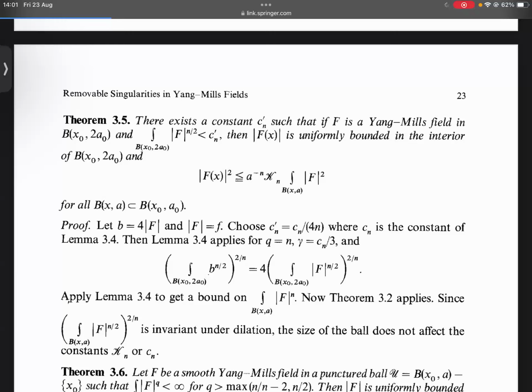So I see. Yeah, as far as I know, replacing n over 2 with 2 there in theorem 3.5, I think that's the epsilon regularity result that hasn't been achieved yet. Oh, I see. I could easily be wrong about that, but that's one comment.